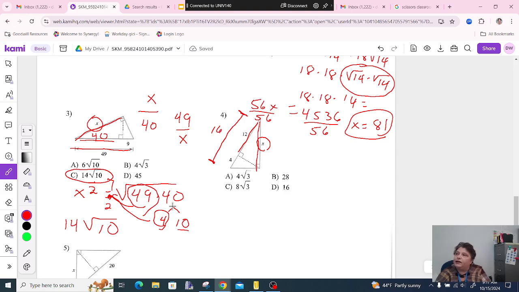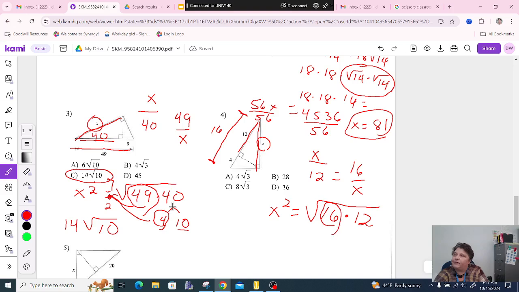16. So when I set up my geometric mean, I do x up, x down. One number is going to be 12. The other number is going to be 16. And then I'm going to cross multiply. X squared equals, again, I'm going to be smart and try to reduce without multiplying and making these numbers huge. What is the square root of 16? 4 can come out.